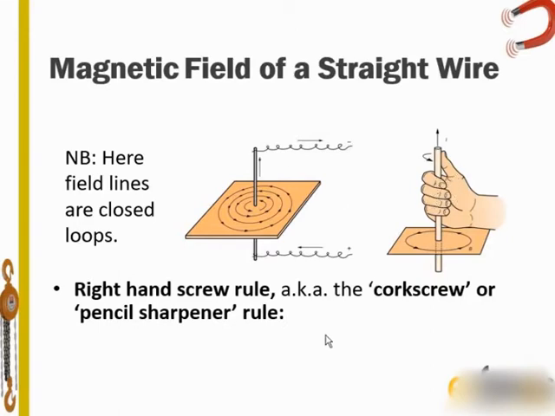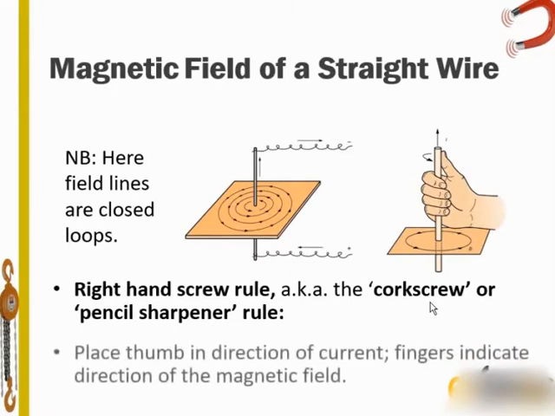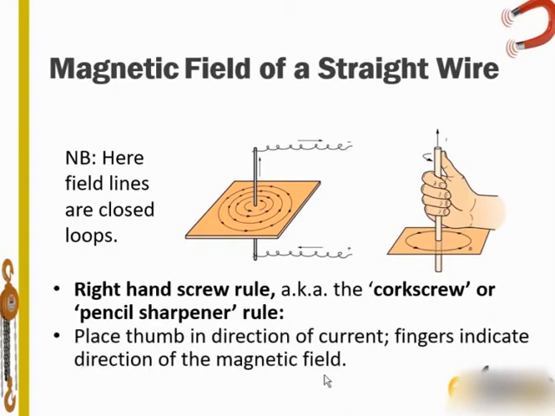So these particular diagrams represent the right-hand rule. So you place your thumb in the direction of the current. Okay, so here you can see the thumb pointing in the direction of the current. And this is a lot clearer than the previous example. Your fingers indicate the direction of the magnetic field.